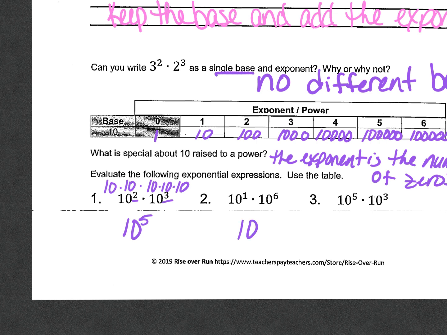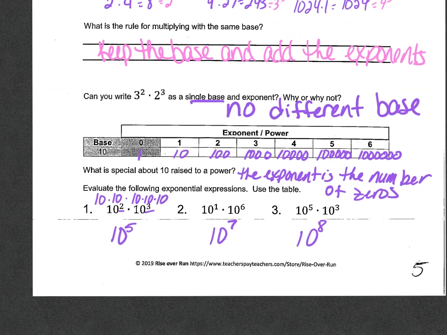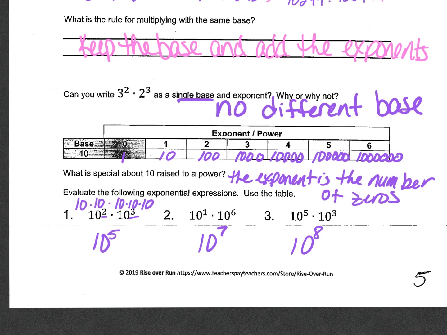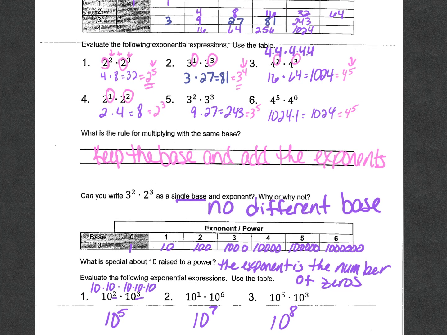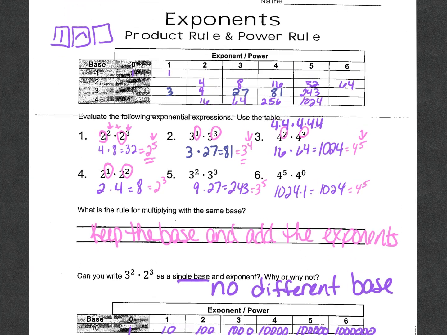This one, the base of 10, 1 plus 6 is 7. 10, 5 plus 3 is 8. All right, there you go. Exponents. This is the product rule.